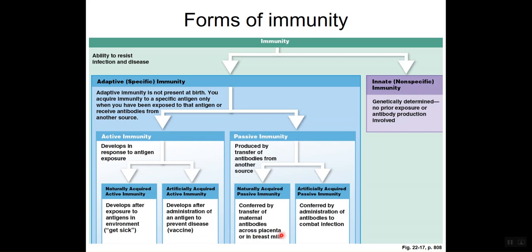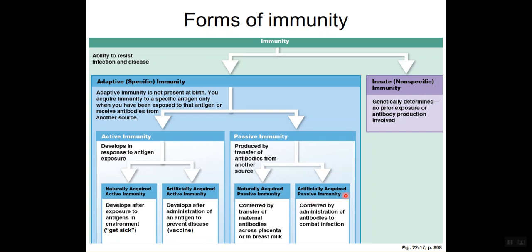So even before the baby's born, some antibodies can cross the placenta. From the baby's perspective, the baby didn't make those antibodies. They came from a donor. They came from mom. After the baby is born, antibodies that are present in breast milk are being donated from the mom to the baby. So from the baby's perspective, it's passive because the baby is not making his or her own antibodies. So that's naturally acquired passive.